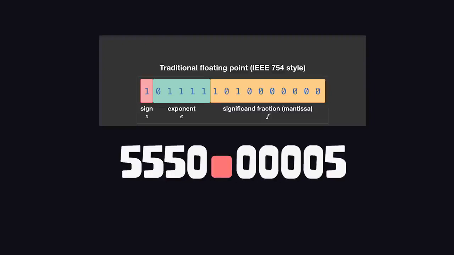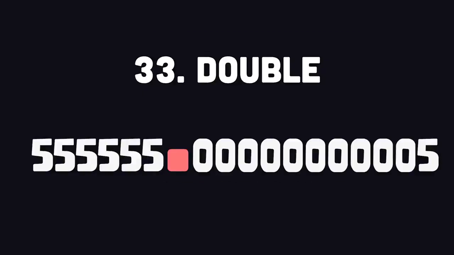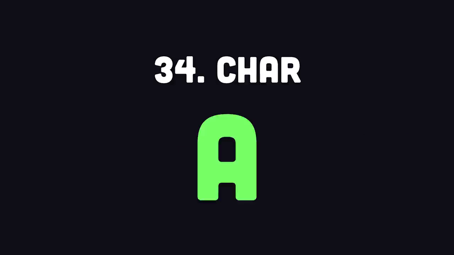If you need more range or precision, many languages also have a double that doubles the amount of memory used for the number. Now, when it comes to characters, you'll typically find the char data type to represent a single character, or more commonly, a string to represent multiple characters together.